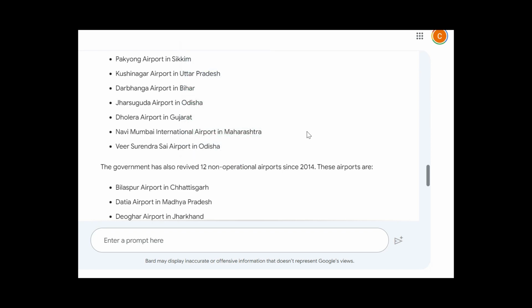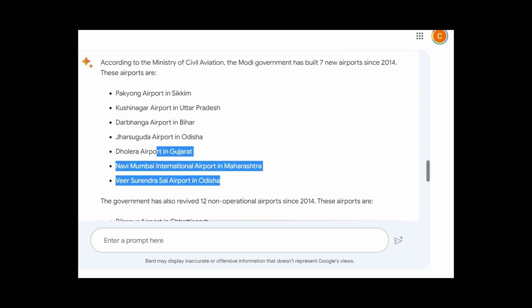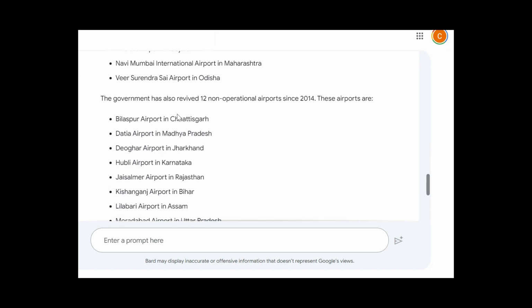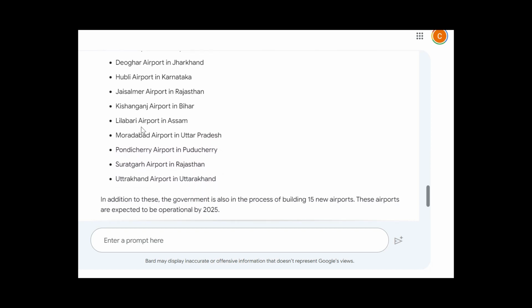So let me tell you, by reviving, I know that you don't have to invest from scratch, but reviving means that the airport is totally dysfunctional. For example, there is an airport in Bhagalpur where cows and buffaloes are there on the runways and so on. So it has to be revived from that state. So 7 are new, these seven are totally new. Okay, and then 12 are non-operational airports the government has also revived, so that means 12 plus 7, 19. So these are also revived.